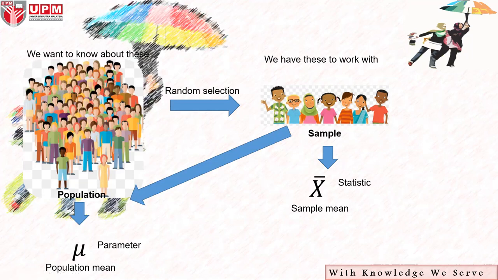And then after we choose a sample from the population, we apply randomization. How do we do randomization? Okay, my question. Let's say you want to conduct one study which involves UPM postgraduate students. For example, UPM postgraduate students.